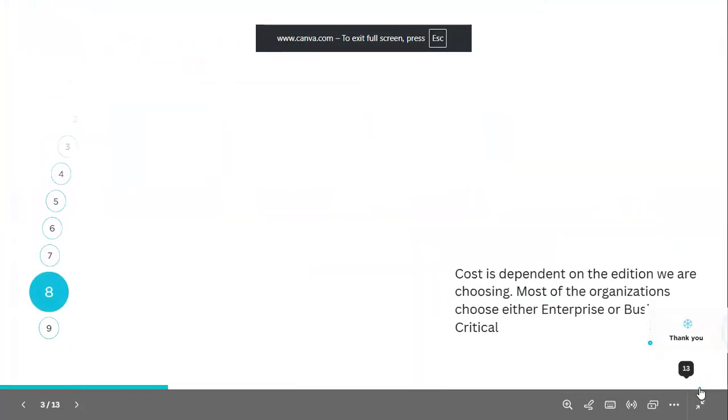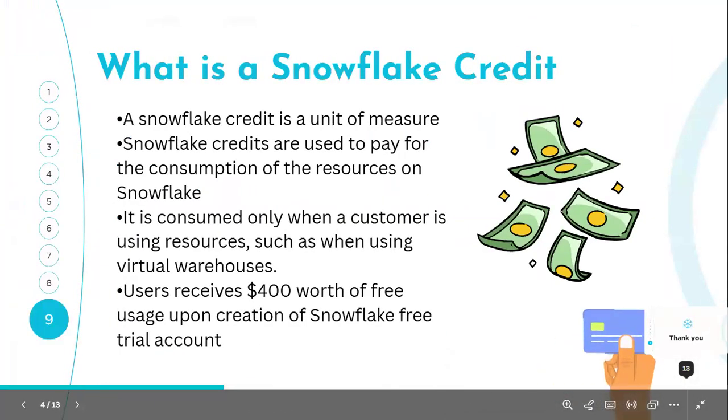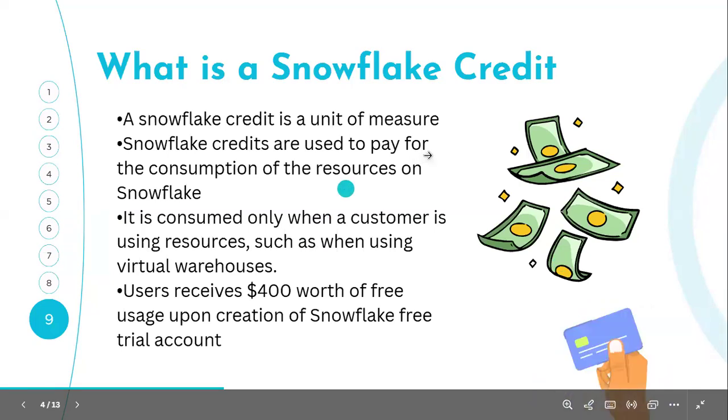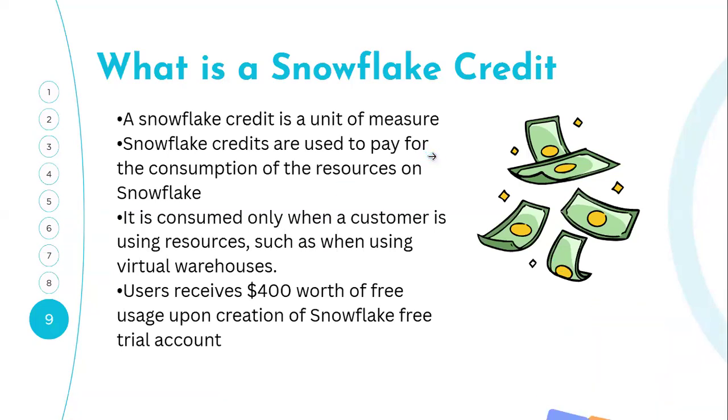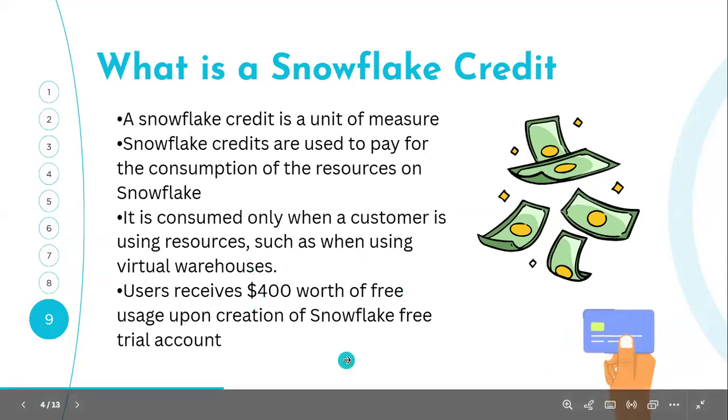Let me go further. Before getting the mail, I'm going to explain a few other things. We'll discuss these credits. Whatever queries you are executing will be consumed in the form of credits. Snowflake comes with a pay as you go model. A Snowflake credit is a unit of measure used to pay for the consumption of resources on Snowflake. It is consumed only when the customer is using resources, such as a virtual warehouse. A user receives $400 worth of free usage upon creation of a Snowflake free trial account.